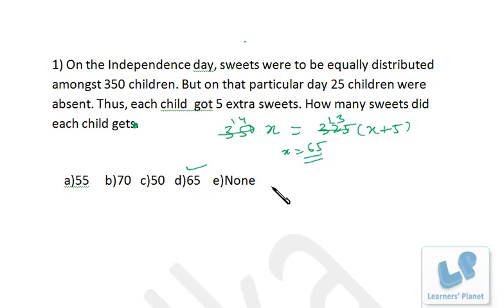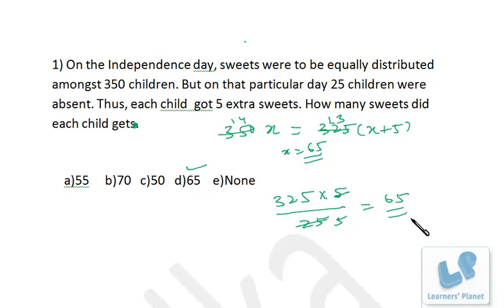Or else what you can do, see, when the 25 children are absent, 325 children are there, right? Now each child is getting 5 extra chocolates. So these are the extra chocolates which were being distributed among these children, right? And these extra chocolates belong to these 25 children, right? Getting my point? Every child is getting 5 extra chocolates. So these are the total number of extra chocolates which were of these 25 children, right?